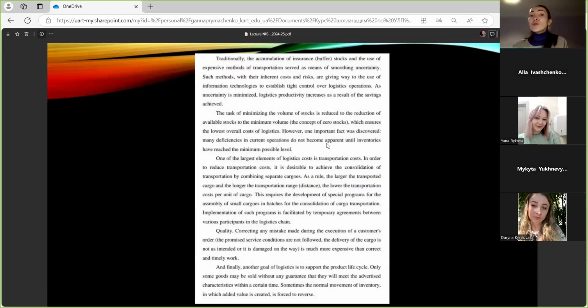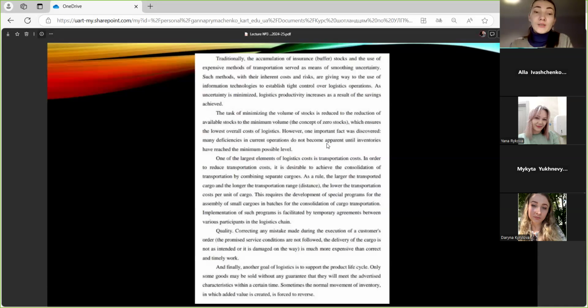Quality is one of these positions. It is the correction of any mistake made during the execution of a customer's order. If the promised service coordination is not followed, the delivery of the cargo is not as intended, or it is damaged on the way, this is much more expensive than correcting it with timely work.